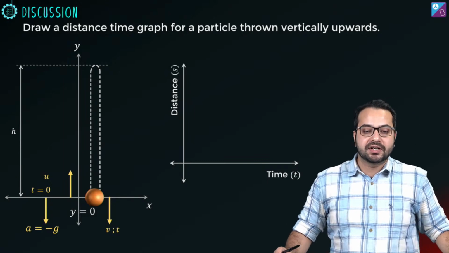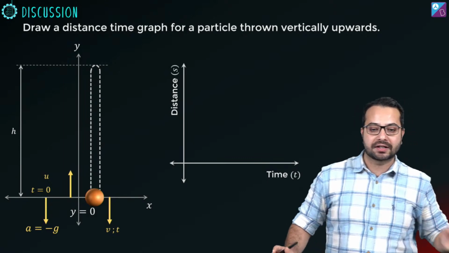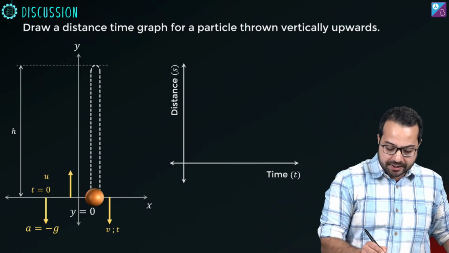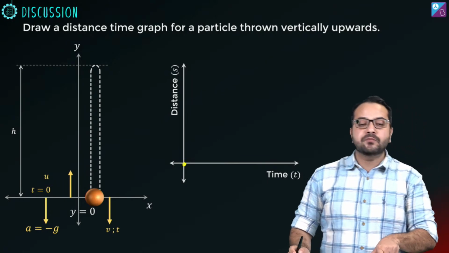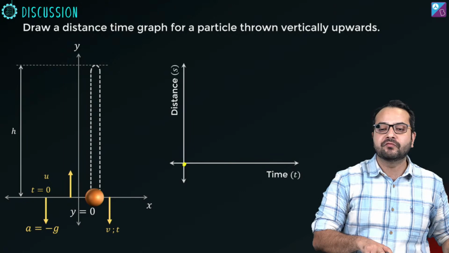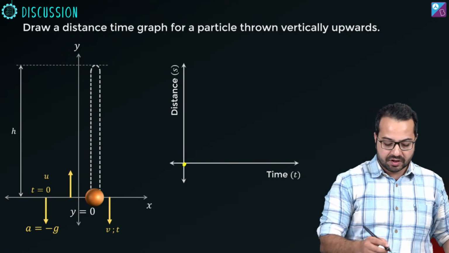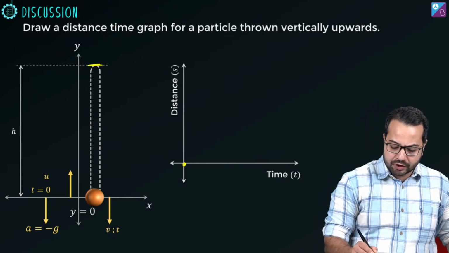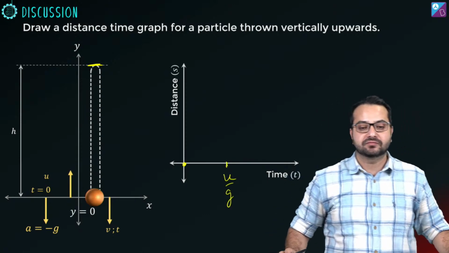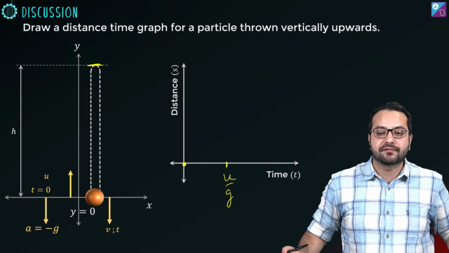ठीक है? Increases convex, then increases concave. Yes, absolutely. ठीक है? So when time was zero, the particle will have no distance covered, obviously. ठीक है? When time is u by g, half of the time of flight.